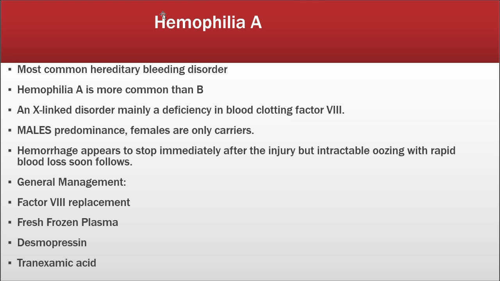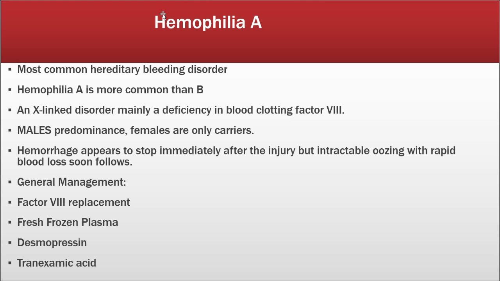Since factor VIII is missing here, or not functional, we have factor VIII replacement to manage it, but it's very expensive. Fresh frozen plasma can be given. This gives us an accumulation of clotting factors. It will be helpful and more affordable. Desmopressin can only work in hemophilia A and in type 1 von Willebrand disease. We'll talk about it later. It's a synthetic analog to vasopressin, and we can use tranexamic acid.